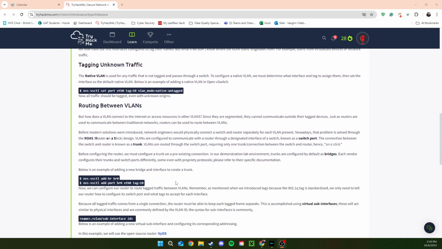Routing between VLANs. So how do we do that? Well, since they're each segmented, they cannot communicate outside their tagged devices, just as routers are used to communicate between traditional networks. Routers can be used to route between VLANs.